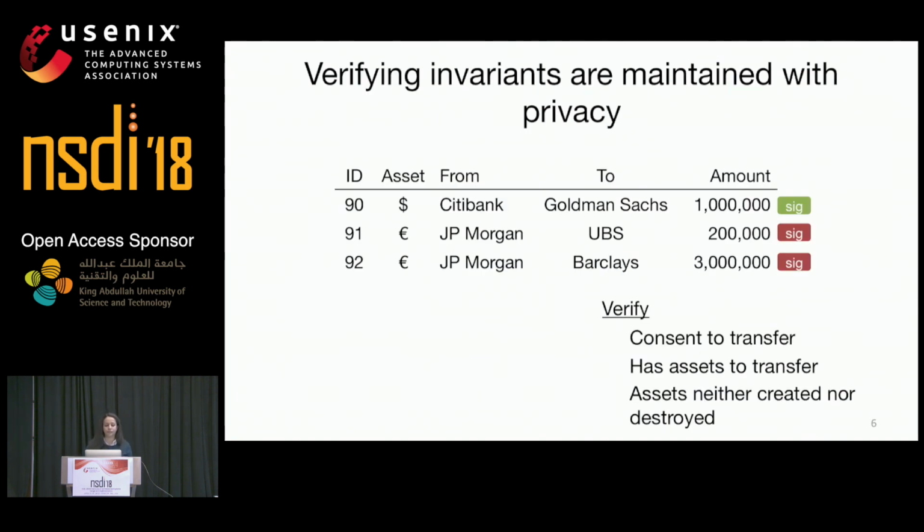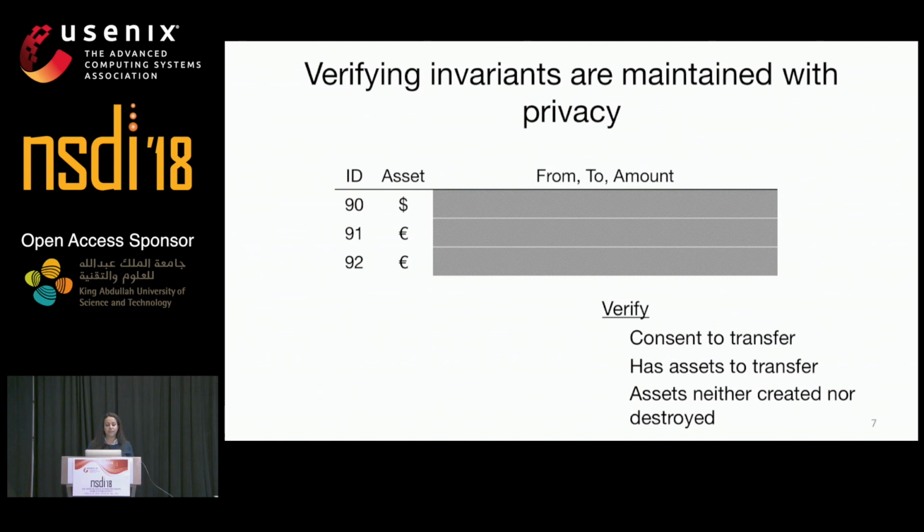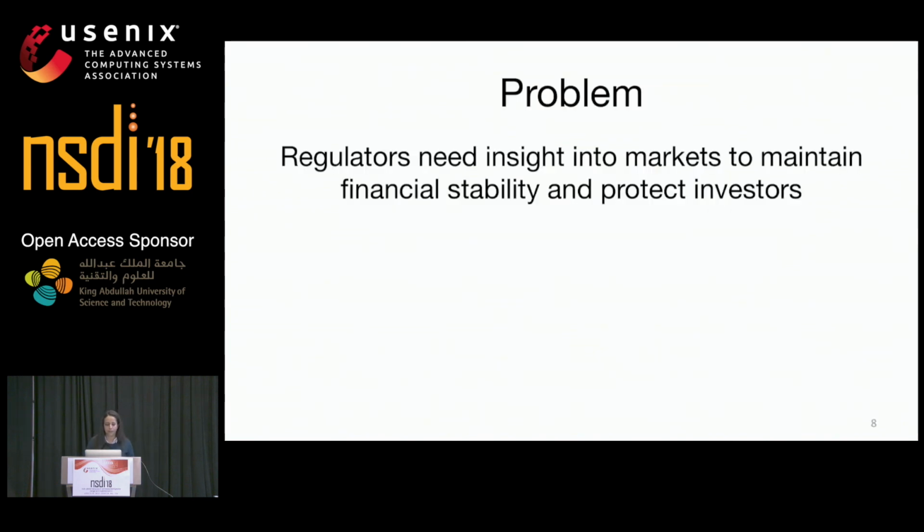A good technique for achieving privacy is to simply encrypt or hide the transactions in the ledger. This makes verification more challenging, but it's still possible, and other systems have actually achieved this property on distributed ledgers, including two systems, Zerocash and Solidus. But there's still a problem.